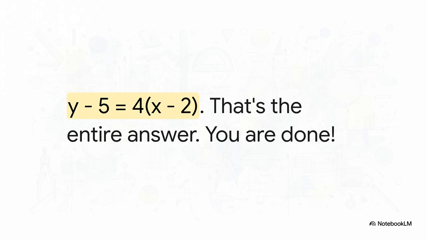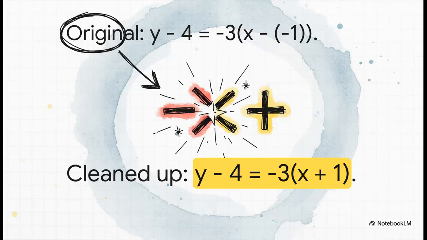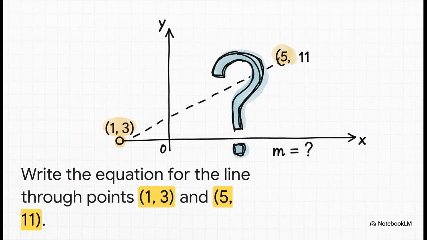How great is that? Okay, let's level up a little bit. What happens when we throw some negative numbers in there? Because they always try to trip us up, right? This time, our slope is -3, and our point is (-1, 4). We do the exact same thing. Plug it all in. We get y minus 4 on the left, and on the right, our slope of -3 times (x minus -1). Now, the only thing we have to do here is a tiny bit of housekeeping. Subtracting a negative is just adding, so we clean it up to y minus 4 equals -3 times (x plus 1).